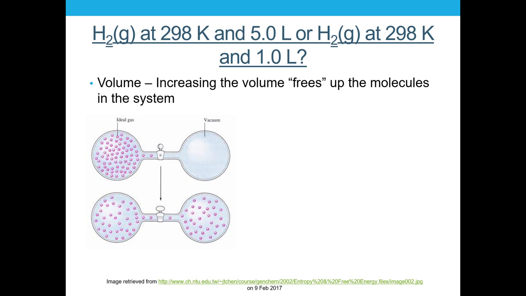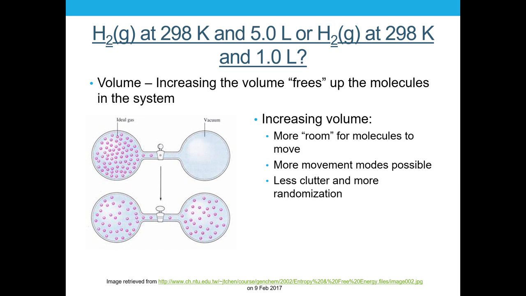So now we're looking at volume's effect. We have hydrogen gas at 298 Kelvin and 5 liters, or hydrogen gas at 298 Kelvin and 1 liter. Increasing the volume frees up the amount of space that a molecule can occupy. When you have a smaller volume, you have more pressure, so it's more compact and there's not as much space.